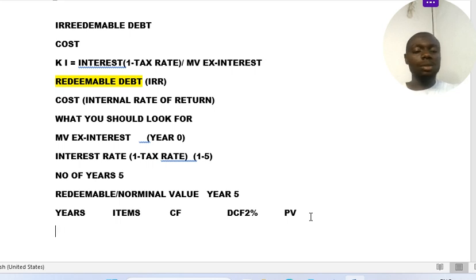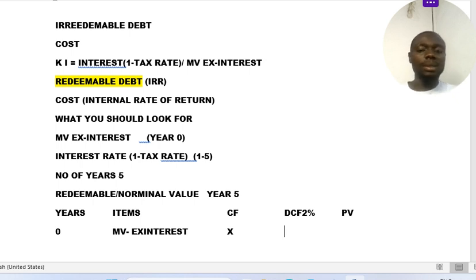What are the things? This is going to be year 0. Don't forget year 0. This is the market value ex-interest. Market value ex-interest. So what is the amount? We'll put the amount here as X. What is the DCF as 2%? What is the present value?